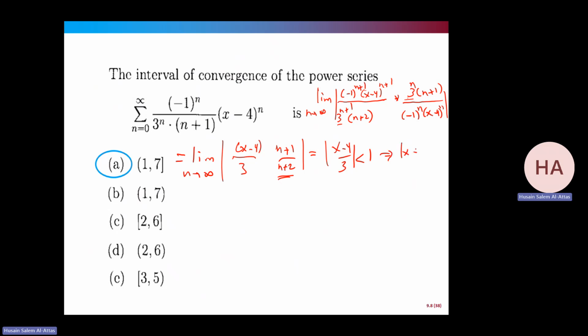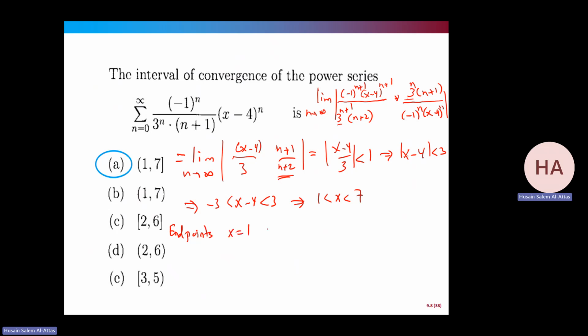So I have |x minus 4| less than 3. So the R is 3. So I have x minus 4 between minus 3 and 3. So I have x between 1 and 7. Okay. Now check endpoints, as usual. Okay, so check x equal 1.